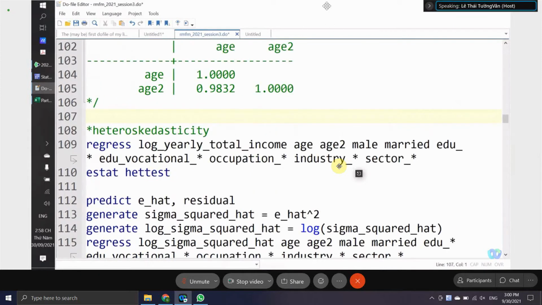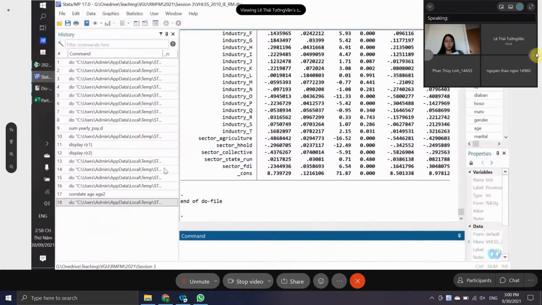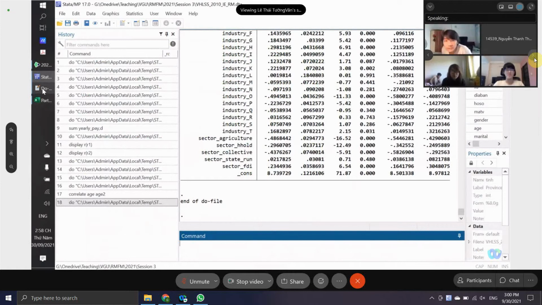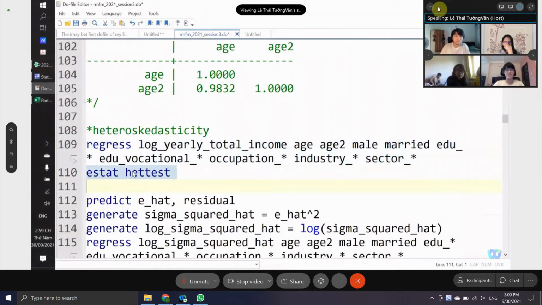Now, for heteroscedasticity, let's say we run the regression. Yeah, you get the result here. Now you need to type, this is the test of heteroscedasticity.